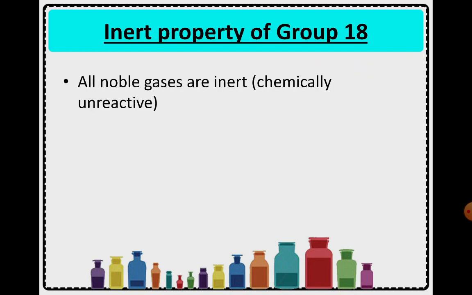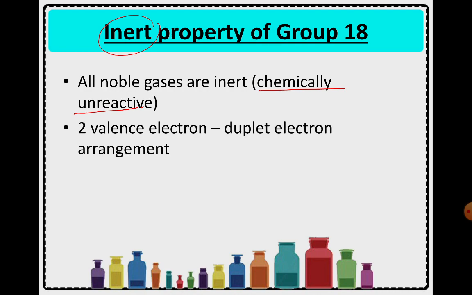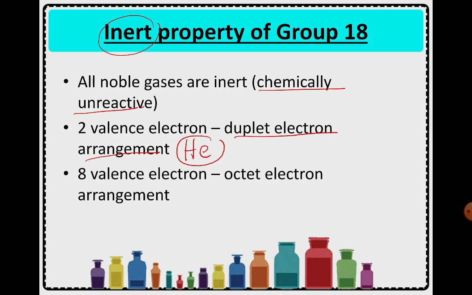Okay, inert properties of group 18. Why do we call it inert? Because it is chemically unreactive. It cannot combine with other elements. Because helium has 2 valence electrons, as the teacher mentioned, a duplet electron arrangement. The others have 8 valence electrons, an octet electron arrangement.